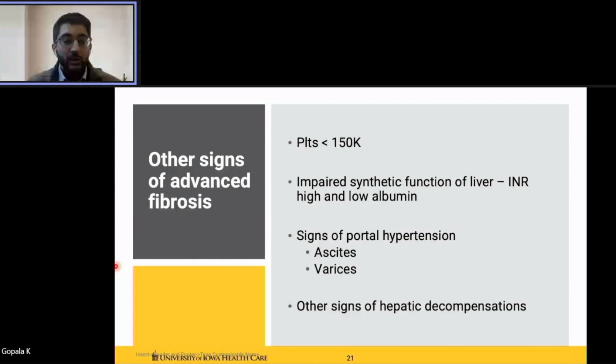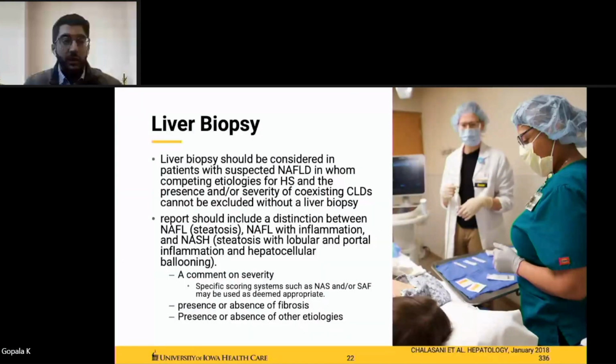So what's the role of liver biopsy in NAFLD or NASH? In general, we don't usually like to do it unless the diagnosis is in question. If there are other coexisting chronic liver diseases, or we can't exclude other things, this would give us the definitive diagnosis. So the report would usually include the classification, is it steatosis or steatohepatitis, the severity, and they have scoring systems such as NAS or SAF, and they would give us a degree, and they would also tell us the degree of fibrosis as well, and the absence of other etiologies.